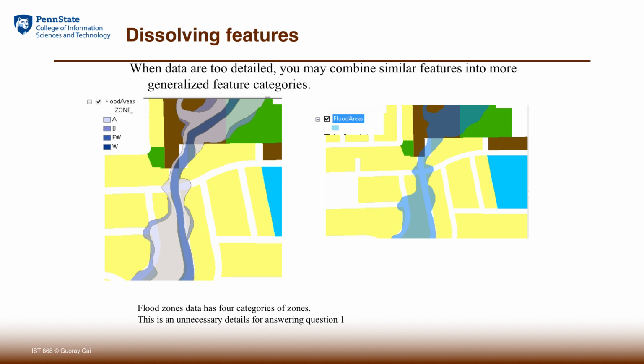Before we do this overlay analysis, we may want to merge all these different zones into one big area. So the expected result will be something like the map on the right. The flooded zones are treated as one thing. By dissolving features, we are able to simplify and organize the data to the level that is just about right to answer our questions.